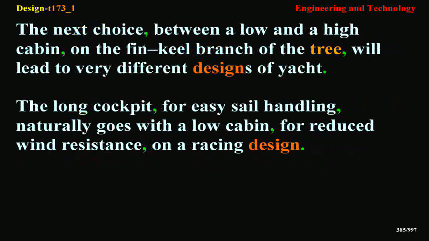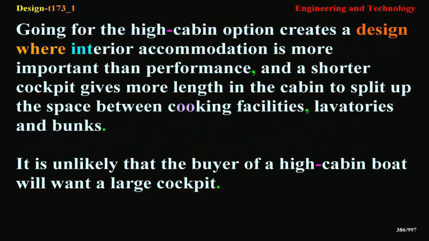The next choice, between a low and a high cabin, on the fin keel branch of the tree, will lead to very different designs of yacht. The long cockpit, for easy sail handling, naturally goes with a low cabin, for reduced wind resistance, on a racing design. Going for the high cabin option creates a design where interior accommodation is more important than performance, and a shorter cockpit gives more length in the cabin to split up the space between cooking facilities, lavatories and bunks. It is unlikely that the buyer of a high cabin boat will want a large cockpit.